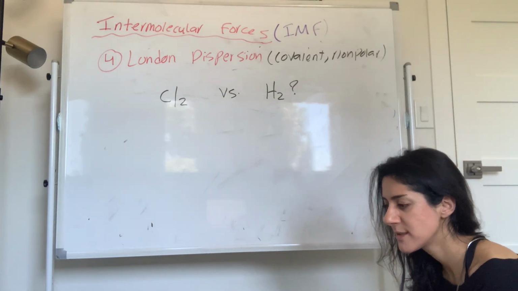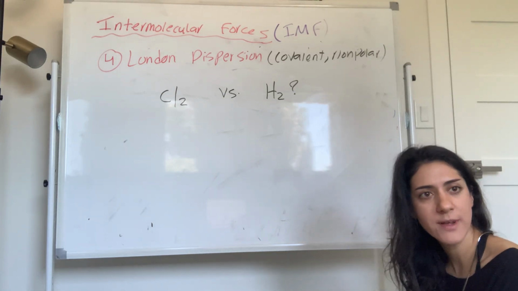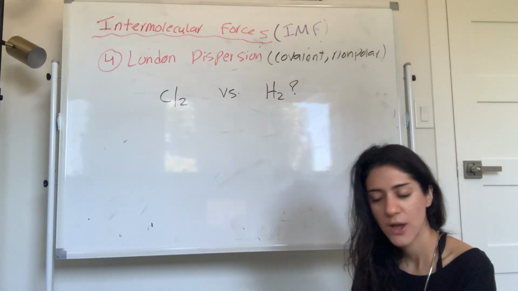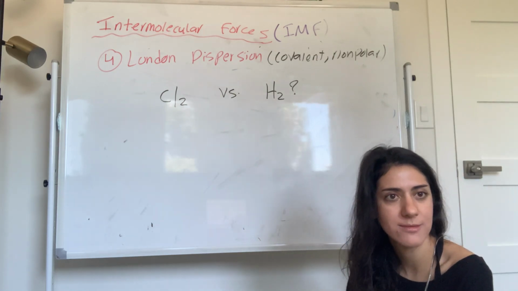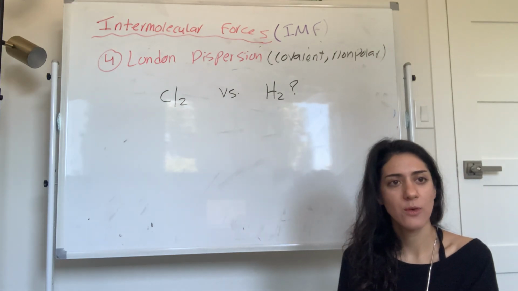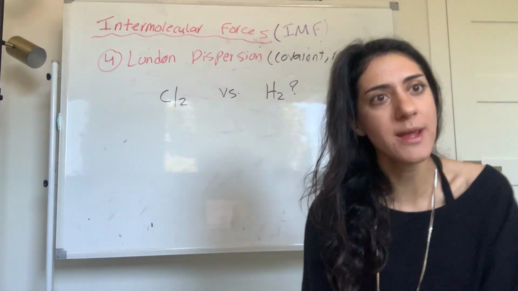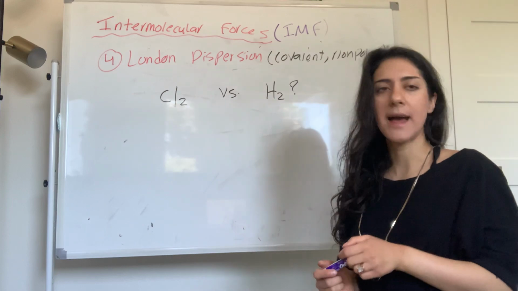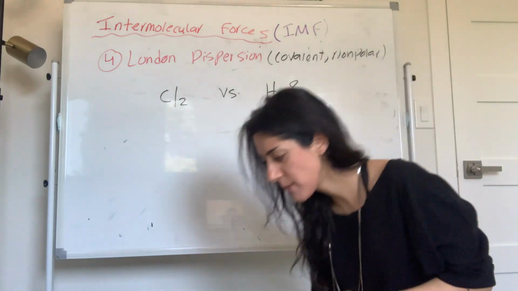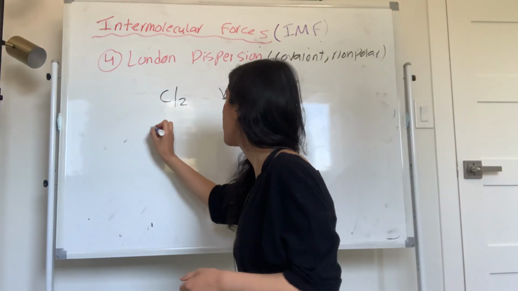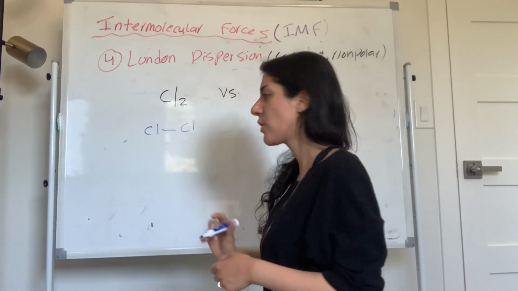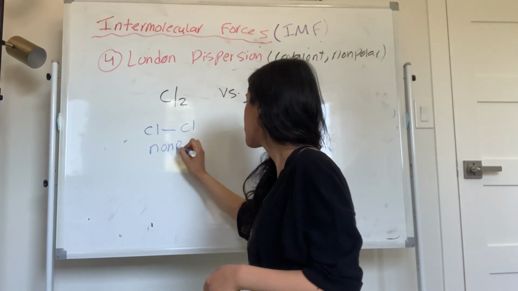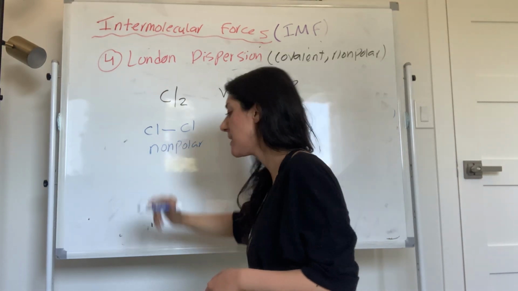Now, Cl2 versus H2. What I want you to figure out is which one has a higher intermolecular force, a higher IMF? So we need to figure out what type of IMF each one has. Cl2, what type of IMF do you think it has? I have two nonmetals together, right? And if I draw Cl2, is that polar or non-polar? That's non-polar, right? Electrons are distributed evenly. Both have the same EN value.